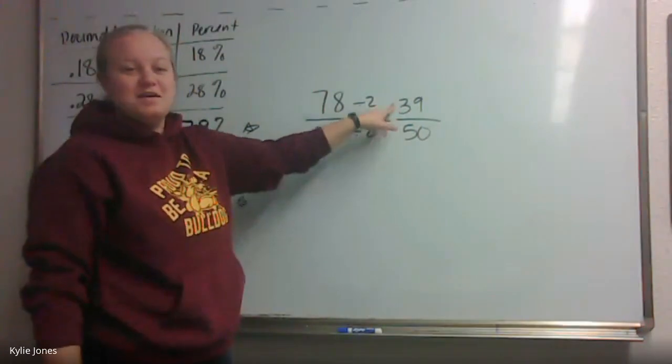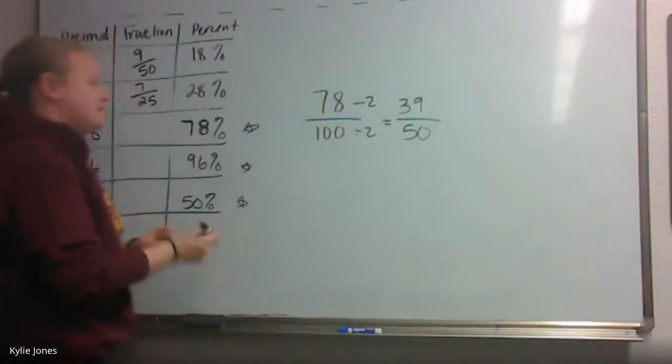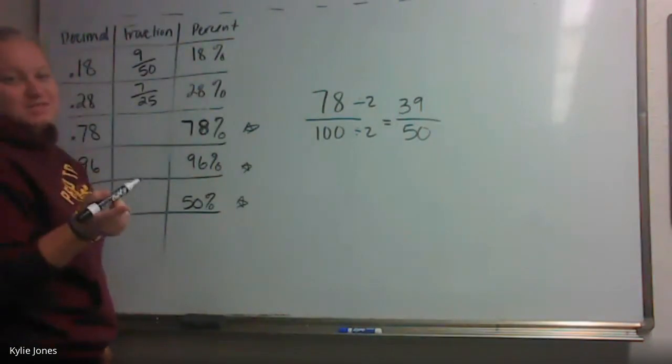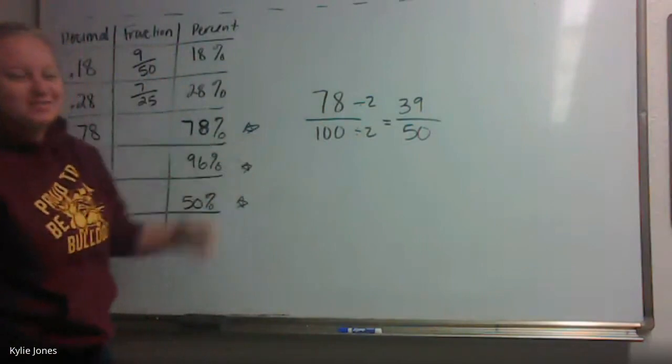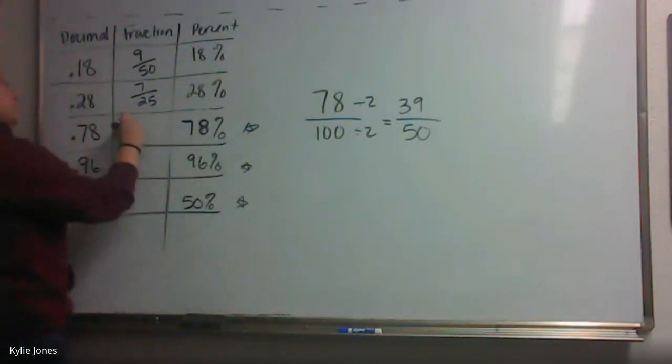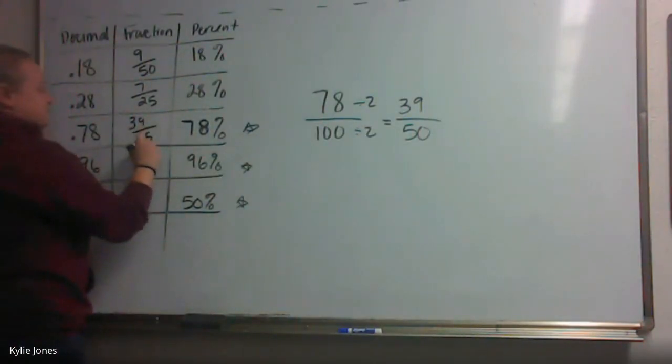No, 39 is a prime number, so you can't go any farther. No, it isn't. You're right, it is not. 3 goes into it. Yeah. But 3 doesn't go into 50. So this is as far as it goes. Good catch, Don. So this one is 39 over 50.